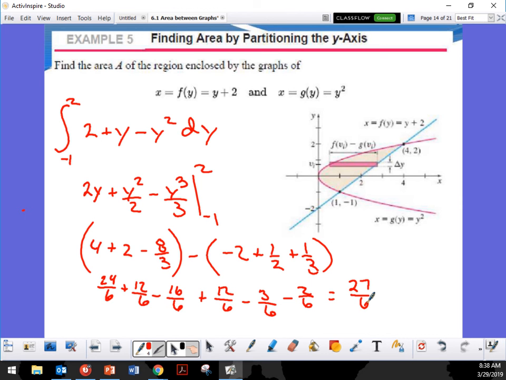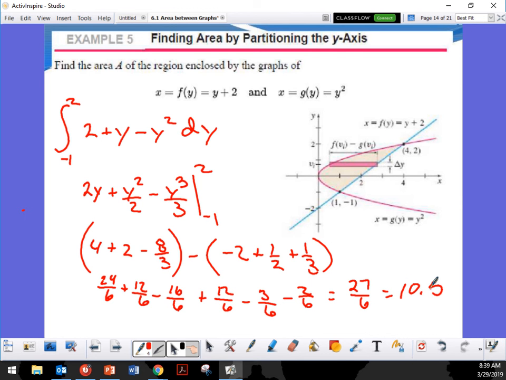36 minus 16 is going to be, yeah, 10.5. Okay. So 10.5. No, I got 0. Wait, how is 27 over 6 supposed to be 10.5? No, it's not 10.5. There's no way it is. Because if I get 10.5 times 6, it's going to be 60, not 27. I got 4.5.